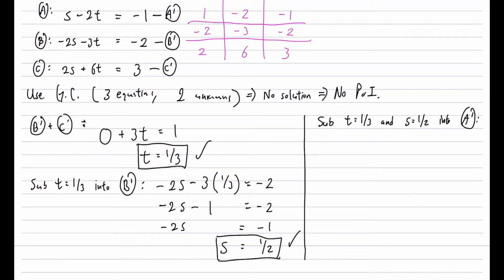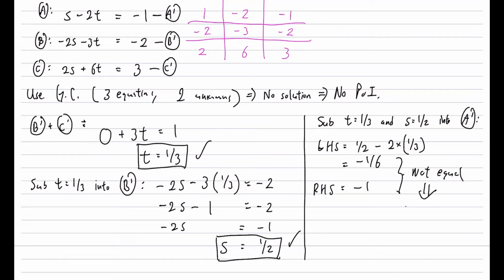The LHS of this A prime is s minus 2t. So s is half minus 2 times t. Sorry, I'm writing it slanted to save space because I'm running out. Then half minus 2 times 1 third. Let's just type in the calculator. What do I get? Negative 1/6. How about the RHS? Negative 1. What happened? They don't equal each other.